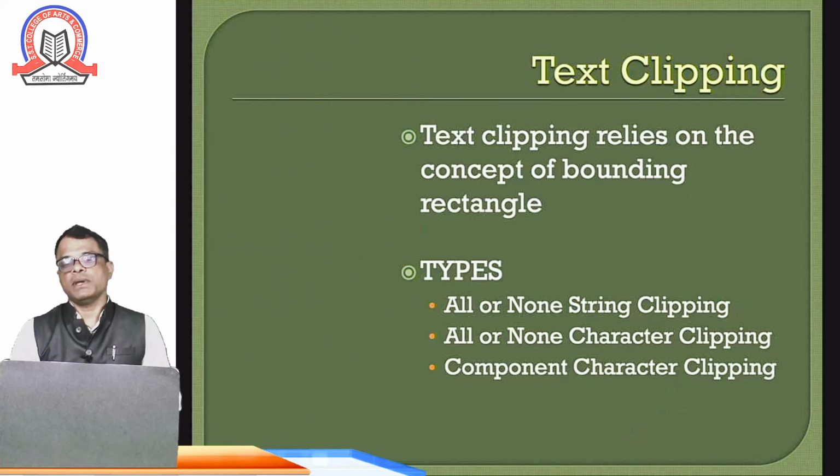After area clipping, we have to proceed with text clipping. Text clipping relies on the concept of a bounding rectangle. Here also we have three types: all or none string clipping, all or none character clipping, and component character clipping.